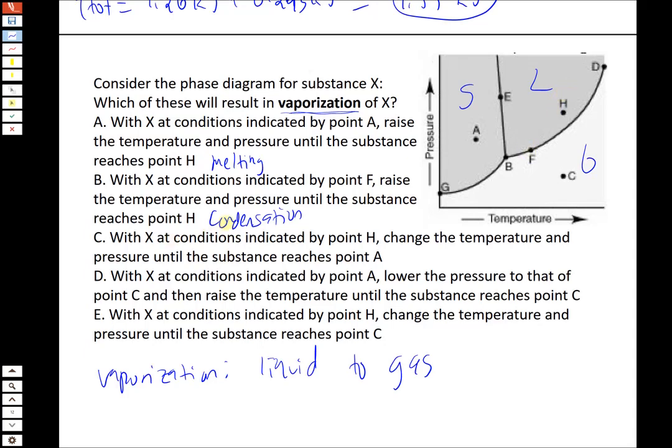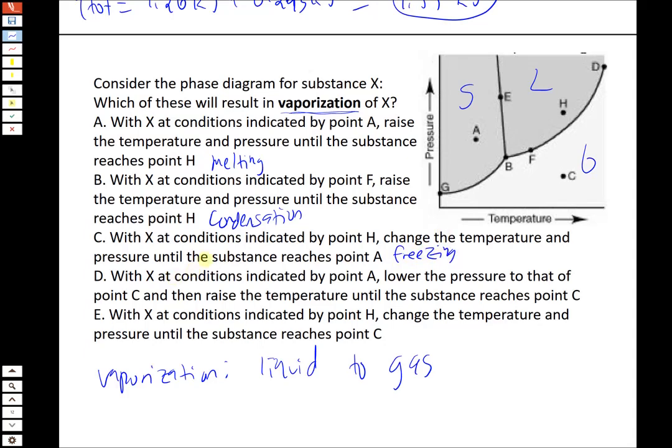With X at conditions point H, for choice C, we are starting in the liquid part of the diagram. Change the temperature and pressure until it reaches A. So for choice C here, we're going from H to A. This is liquid to solid. Liquid to solid is considered freezing the substance, so that's not going to be vaporization either. We need to find liquid to gas.